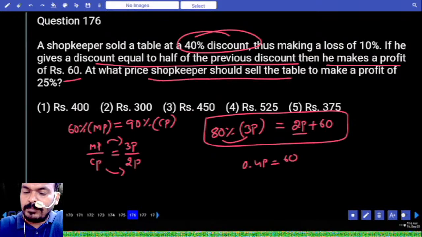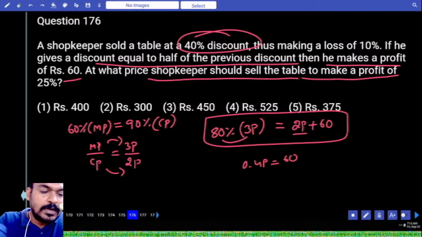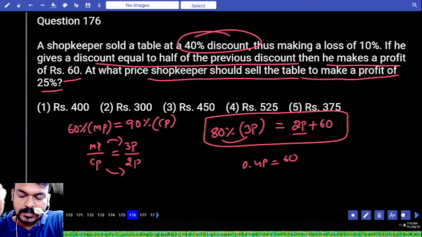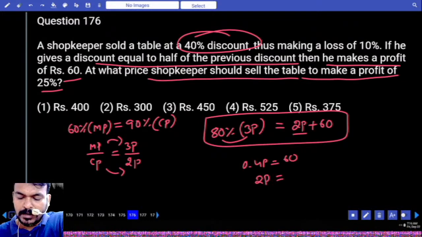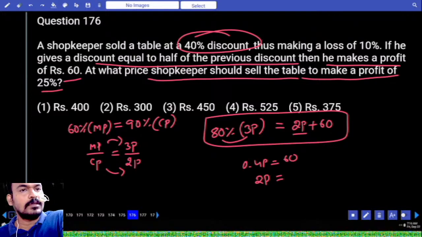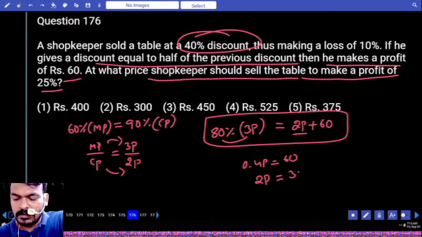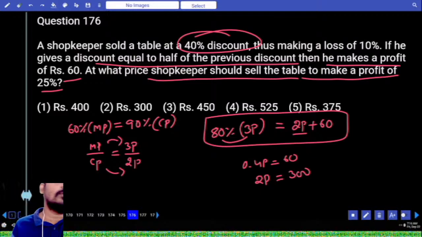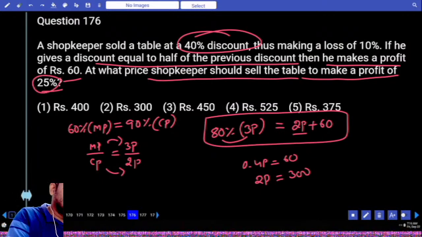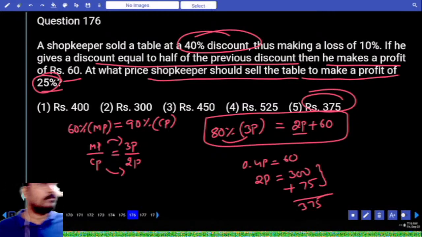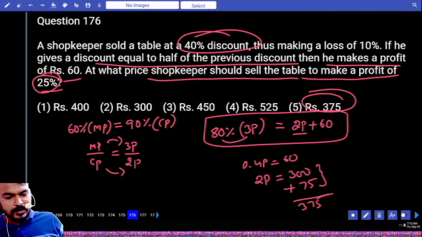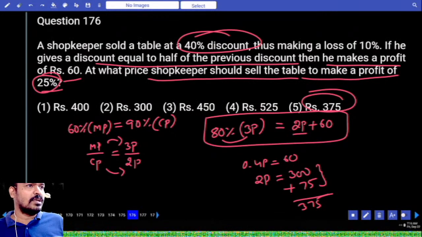At what price should the shopkeeper sell the table to make a profit of 25%? First we need to identify the cost price. 0.4 parts is 60, so we require how many parts? 2 parts. How many times is it? 5 times. 5 times means 300. So cost price is how much? 300. But we required selling price. 25% profit means what is 25% of 300? 75. 300 plus 75, 375. I think if you know only the basic points, questions are easier.